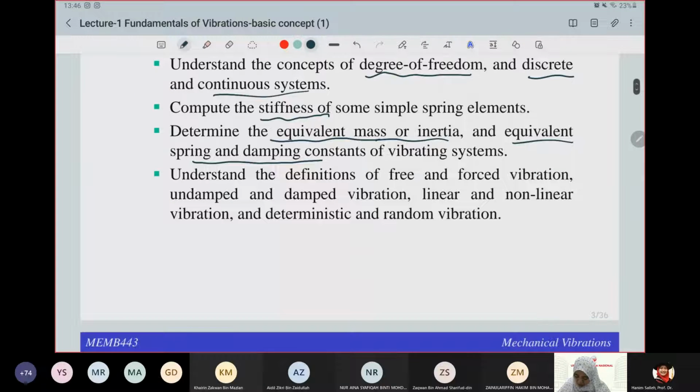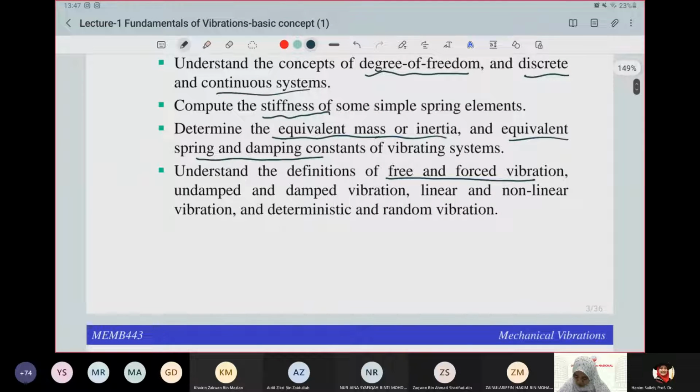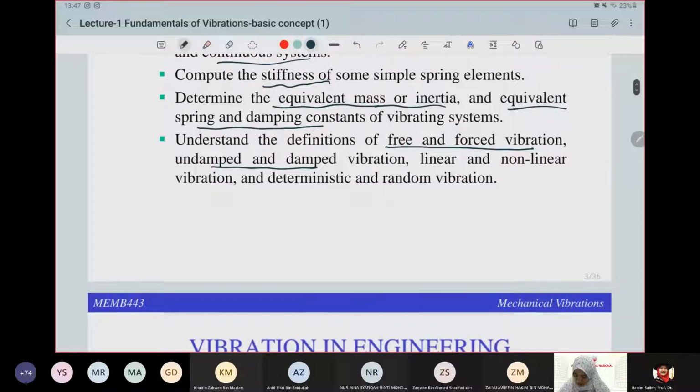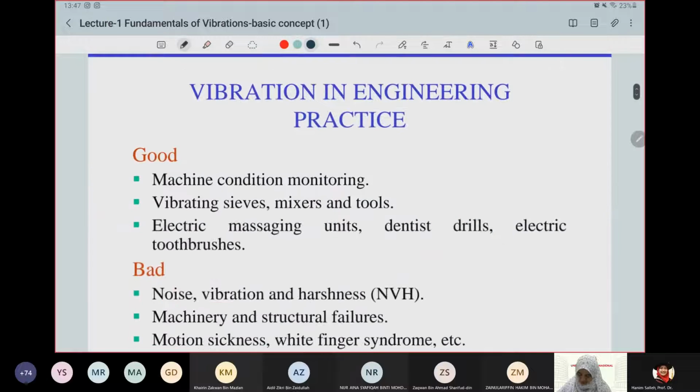And understand the definition of free and force. I've explained that to you just now. Free means there is no input to the system. Force means there is input to the system. Then take a look at damped and undamped. I also explained that with my figure just now. We're going to take a look at that in a while as well.